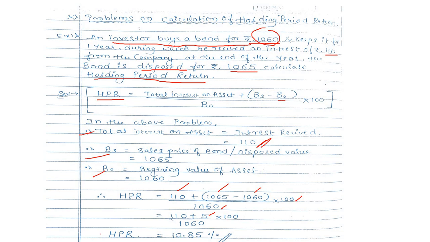So finally the holding period return we get is 10.85%. What is this 10.85%? If you hold that bond for 1 year, which you purchased for 1060 and having the maturity value of 1065, then in that 1 year your total return will be 10.85%. This is how we calculate the holding period return.